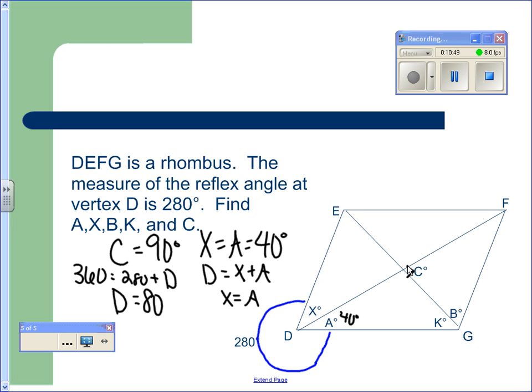40, right? This is 90. So what does K have to be? Do you agree that K has to be 50? So what does B have to be? B also has to be 50. What you were doing, Miranda, I think would have worked. Pretty sure. Yeah.